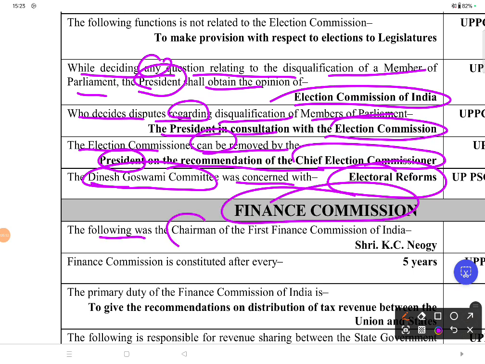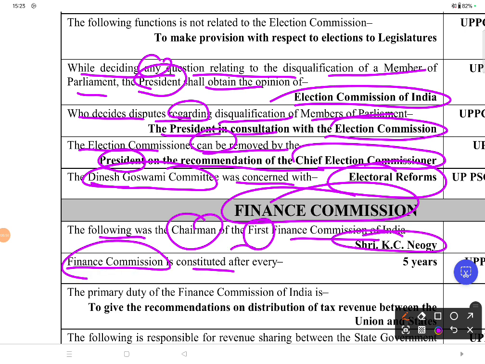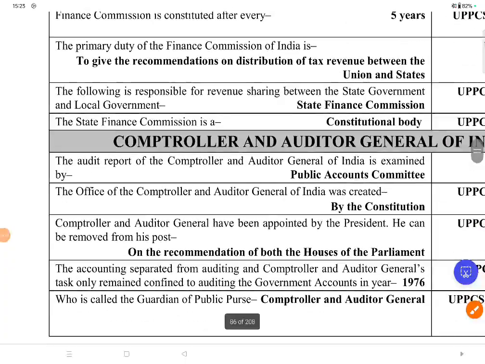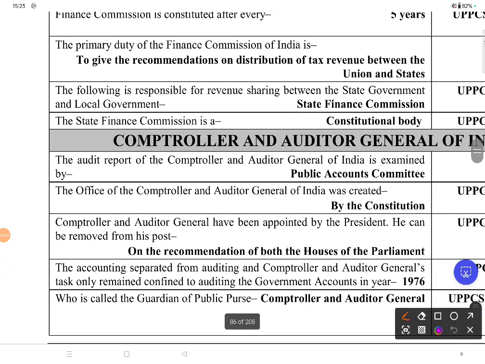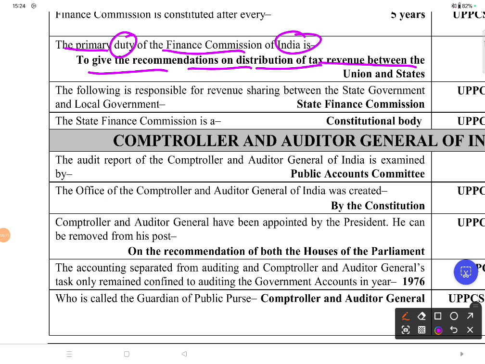The following was the chairman of the first Finance Commission in India, Sri K.C. Neogy. The Finance Commission is constituted after every 5 years. The primary duty of the Finance Commission of India is to give recommendations on the distribution of tax revenues between union and state. The following is responsible for revenue sharing between state government and local government: State Finance Commission.